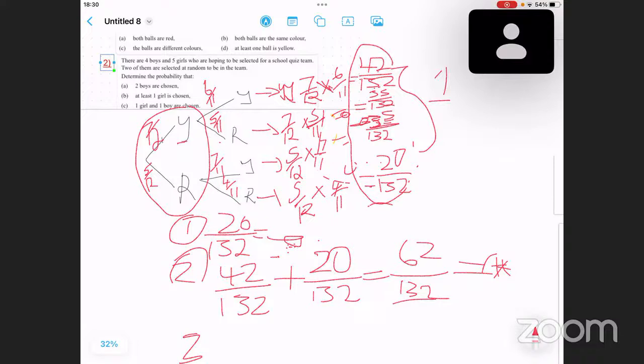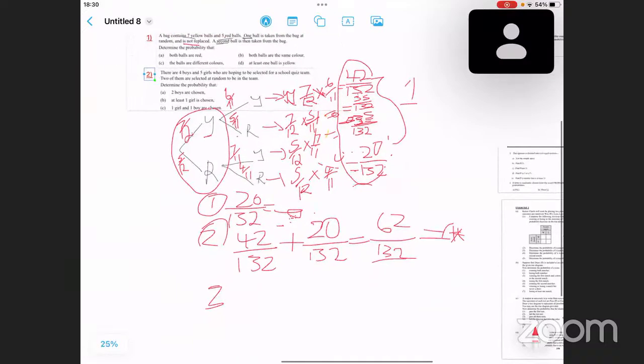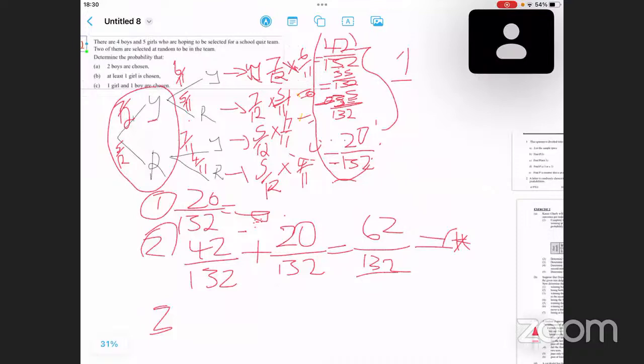Okay, fine. When they say the probability that the balls are of different colors, they simply mean the probability of getting a yellow and then a red, or a red and then a yellow. Because not the same colors means it must be yellow and red, or red and yellow. So if you look at this tree diagram, you have yellow and yellow, yellow and red, red and yellow, and red and red. So you're going to take the probability of yellow and red, and add it with red and yellow.